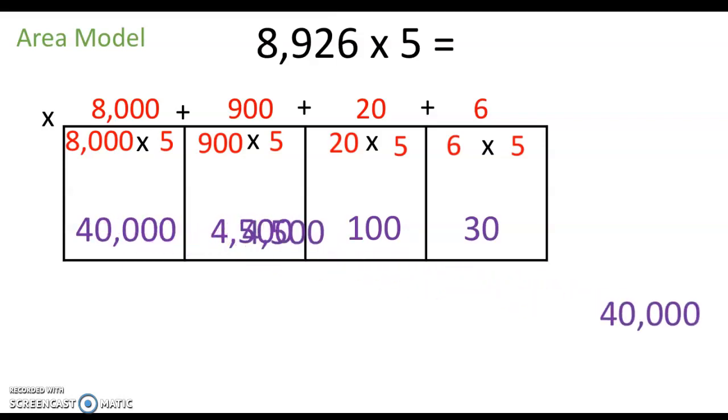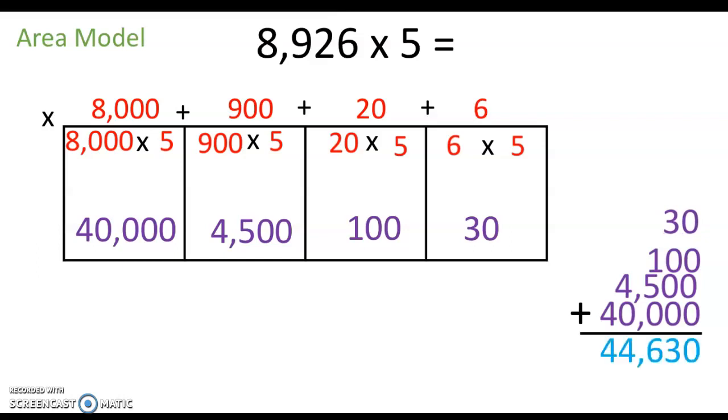I am going to add these numbers together on this side, making sure that my place values are nice and lined up. When I add these together, that is going to give me a grand total of 44,630.